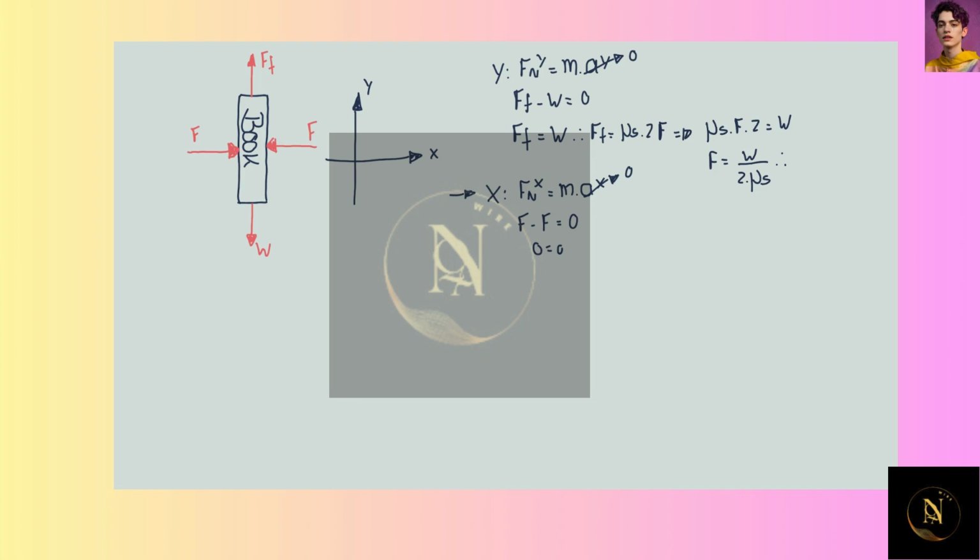Then we have to use the data that the problem gives us, which is that the weight force is 31 newtons and the static frictional coefficient is 0.4. Then the pressing force is given by 31 divided by 2 times 0.4, which is 31 divided by 0.8, and this results in a pressing force of approximately 39 newtons. And this is the answer to this question.